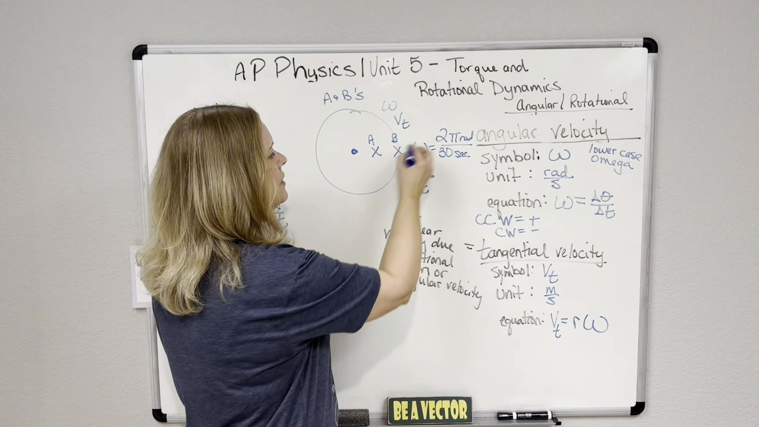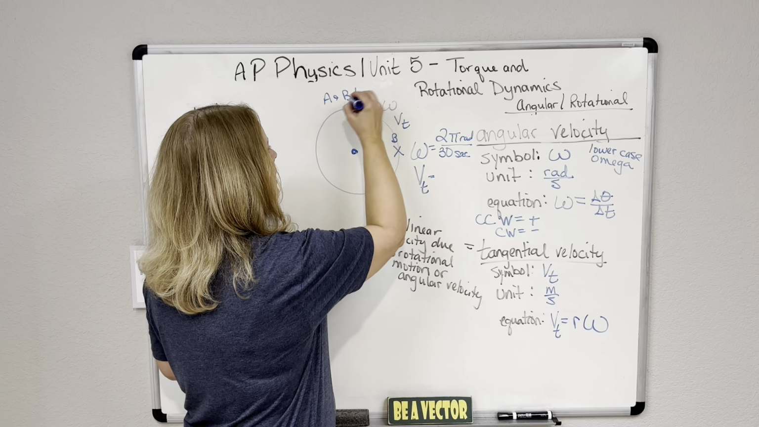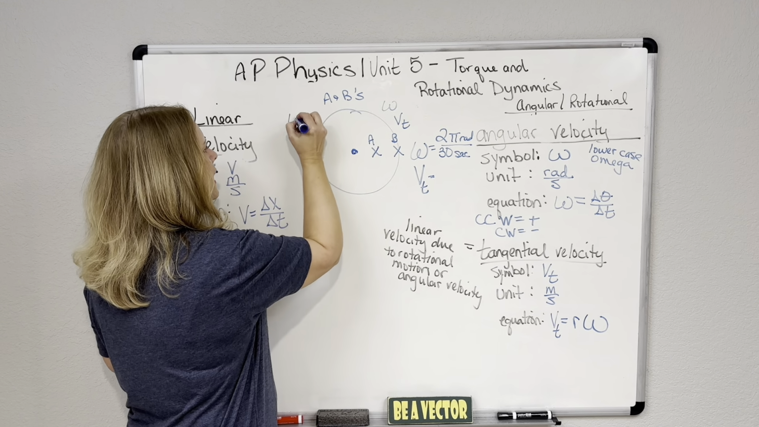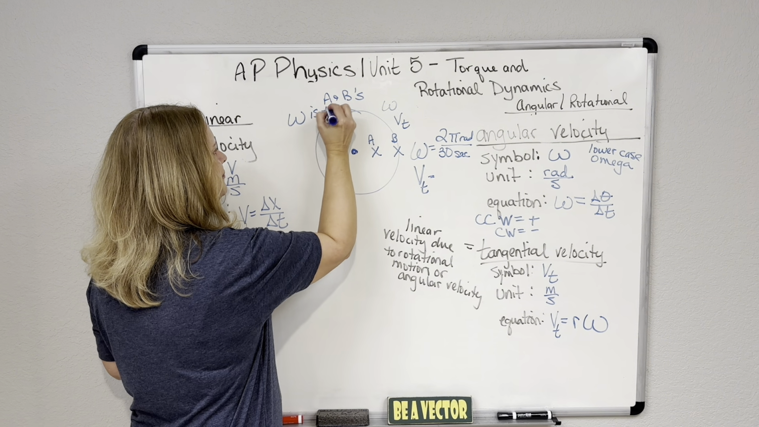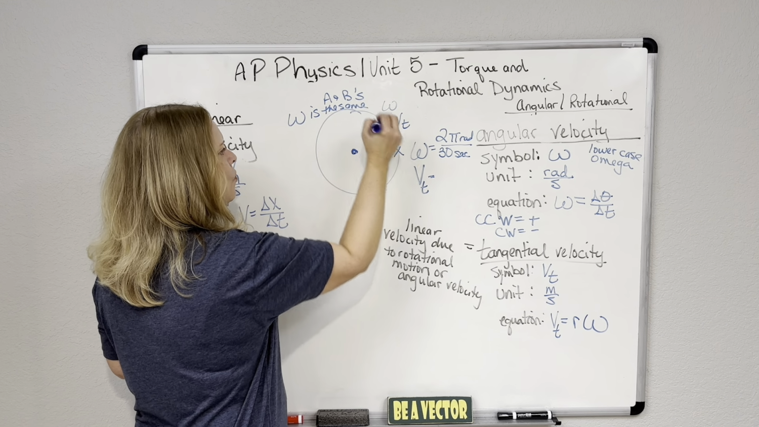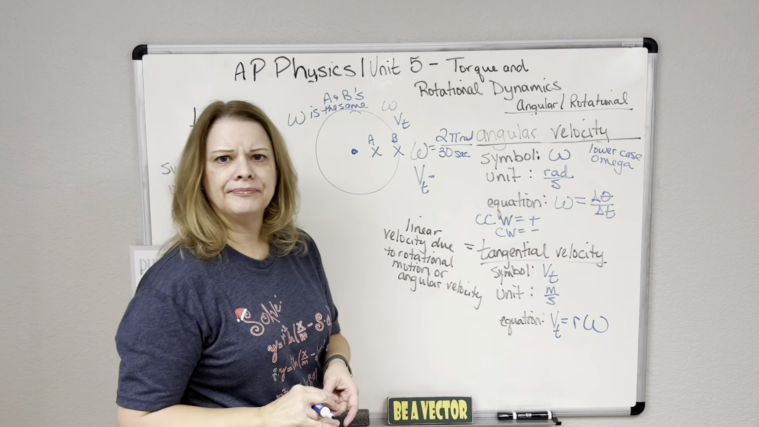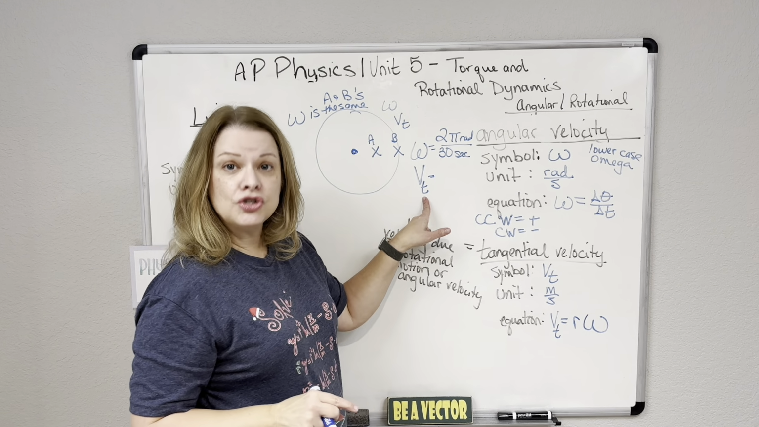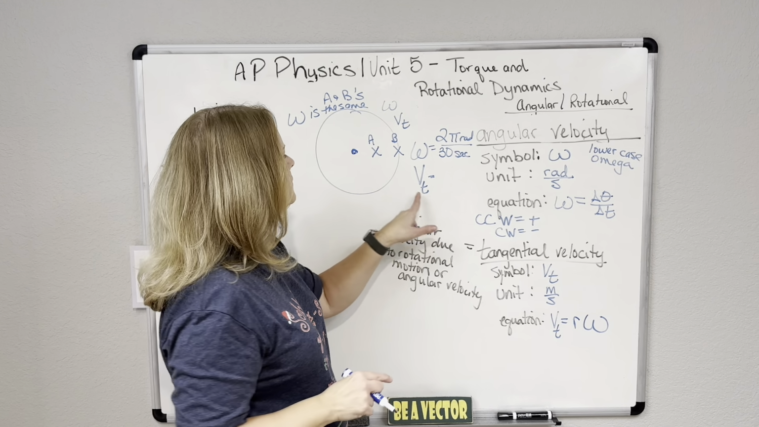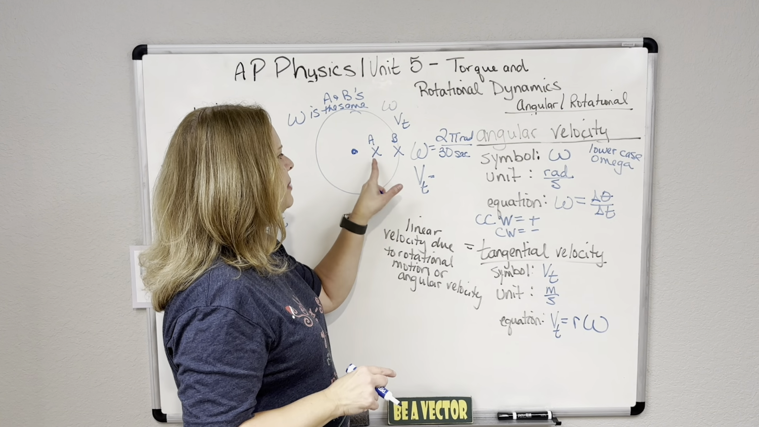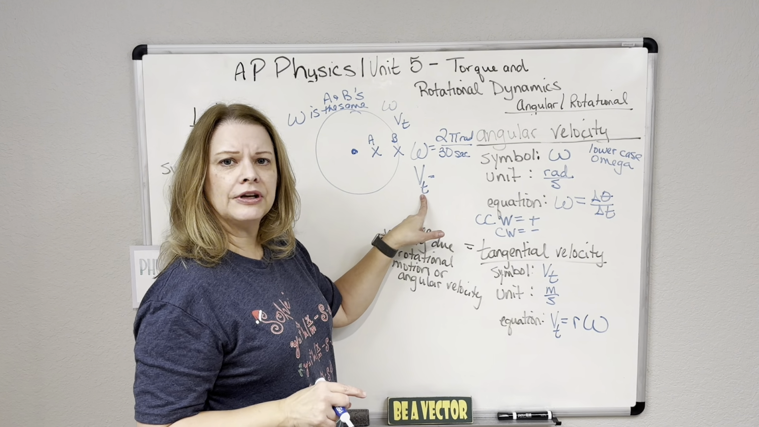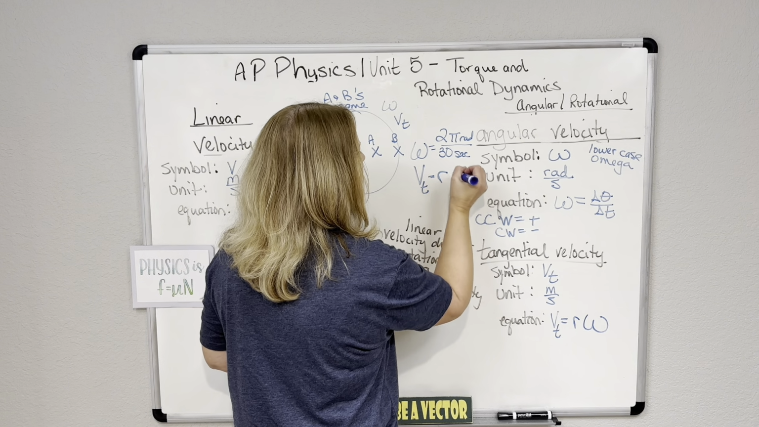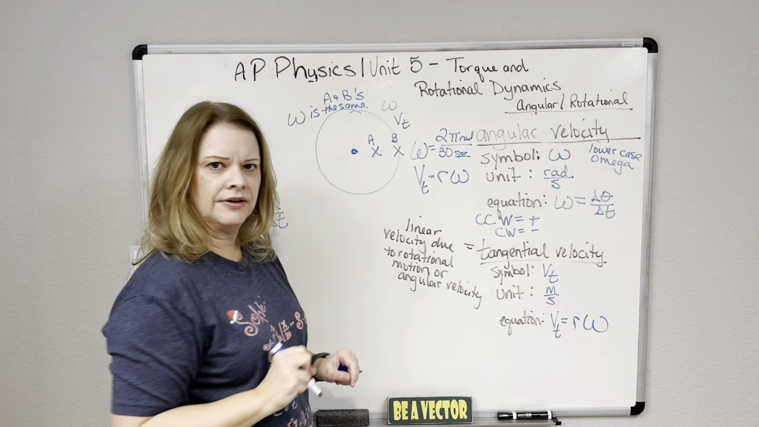In other words, A and B's angular velocity is the same, because they both go one revolution in the same amount of time. Now, what about the tangential velocity? Compare A and B's tangential velocity, are they the same? Remember, tangential velocity is radius times the angular velocity.